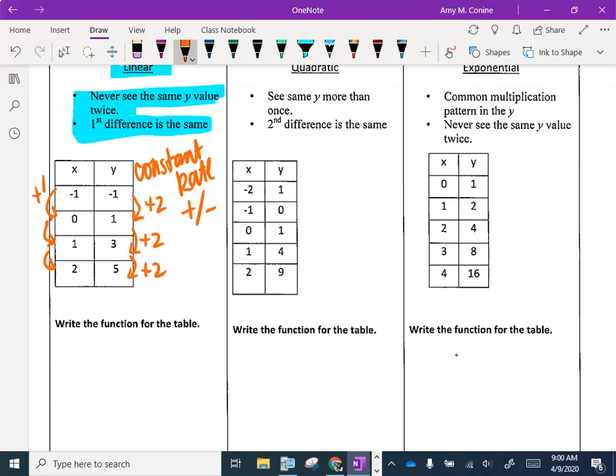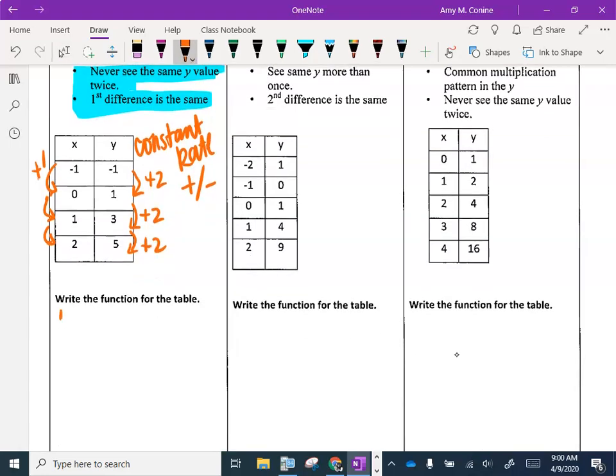So if we're writing the function for this, we know it's going to be in y equals mx plus b form. Okay, and one of the things we need to look at is where our y-intercept is, and that is at (0, 1).